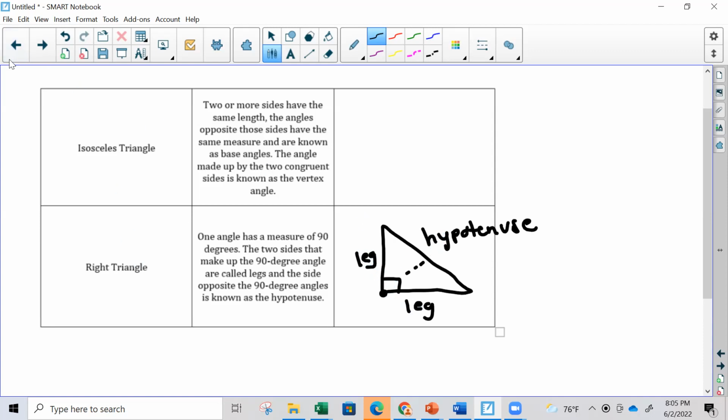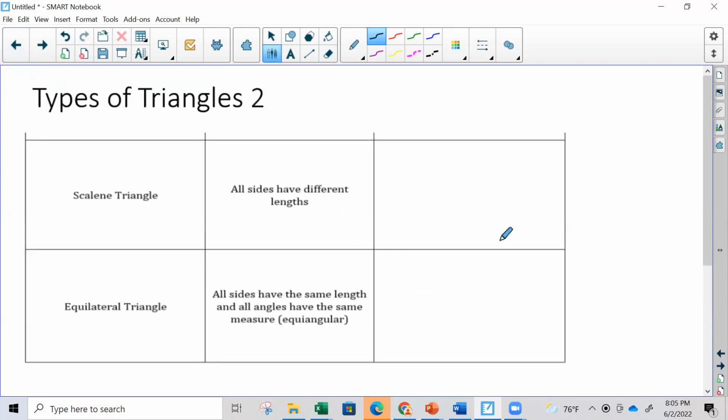Okay, so obtuse, acute, and right are based on angles. We can also classify triangles based on sides, and we have three types: scalene, equilateral, or isosceles. Scalene means all the sides have different lengths. If you drew a scalene, you'd either need to make it obvious that they have different lengths or use different markings on each side.